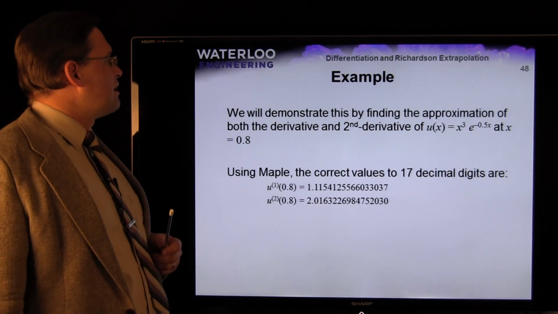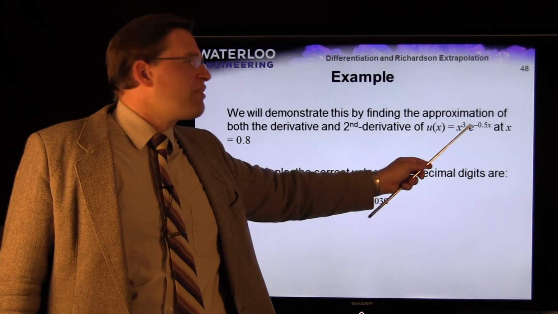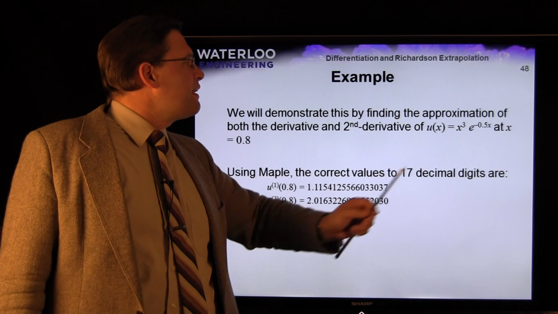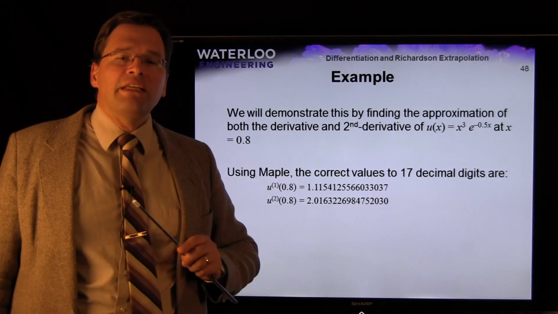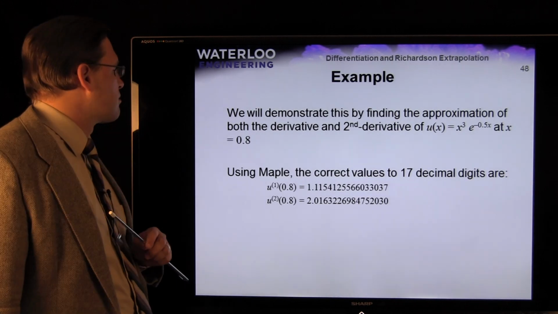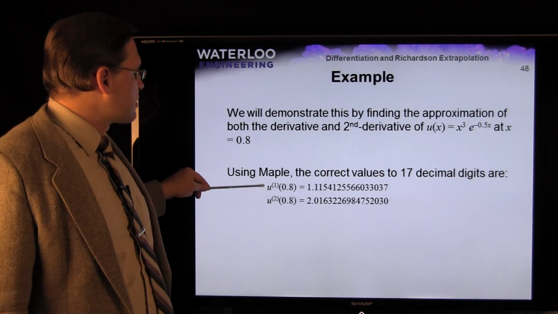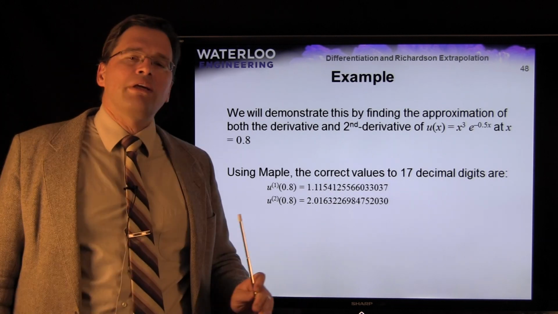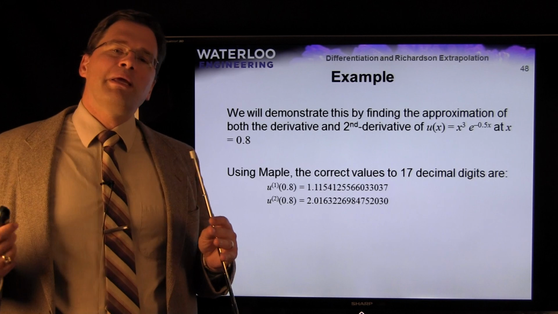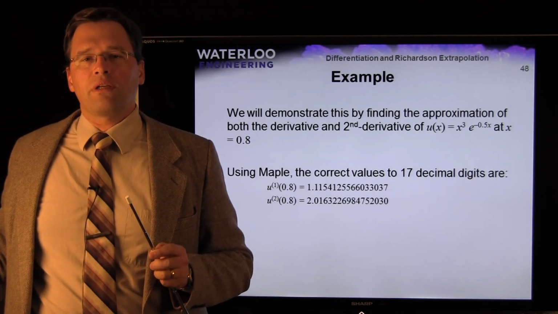Now we're going to actually see that this works by approximating the second derivative of u of x is equal to x cubed minus e to the negative 0.5 times x. Now, if you want to know the correct values of the first and second derivatives, you can use Maple. It will give it correctly to you to 17 decimal digits. Why? Because Maple actually allows you to define how many digits of precision you want.